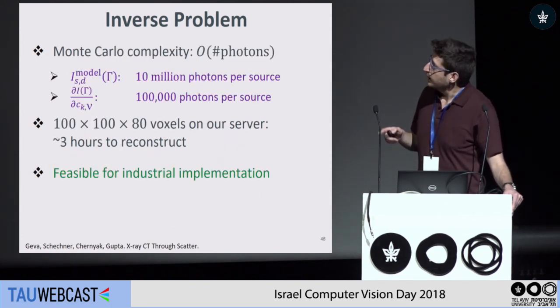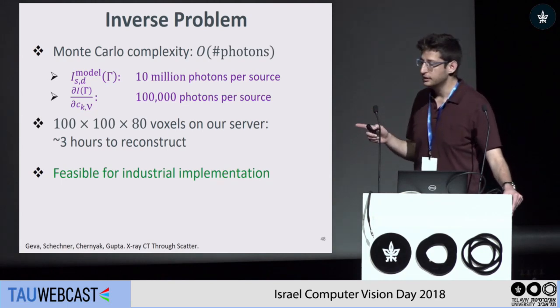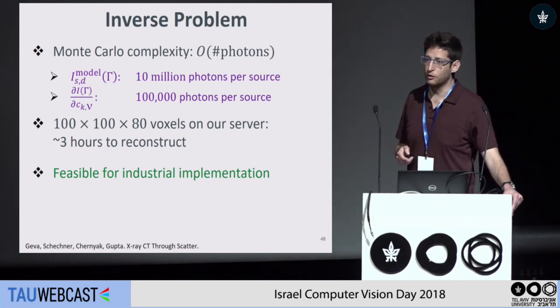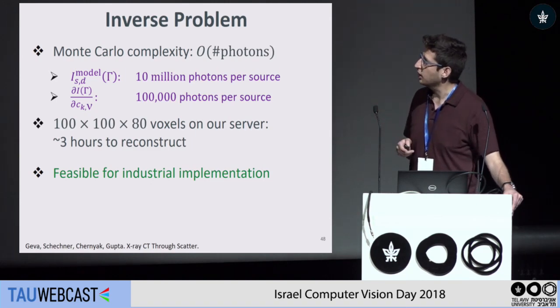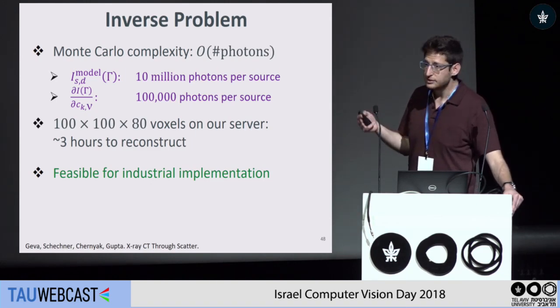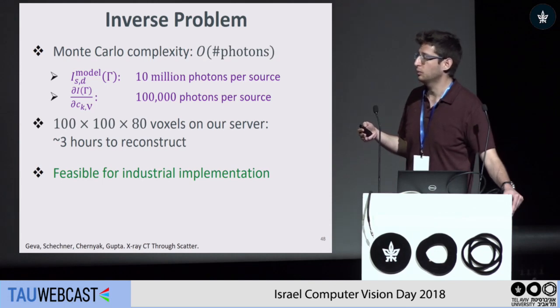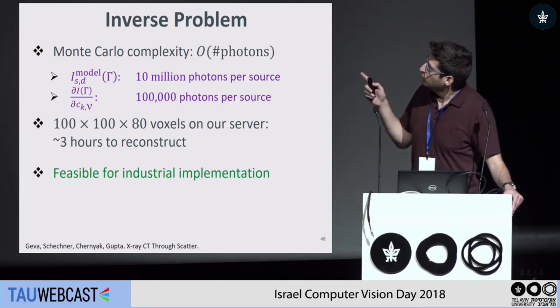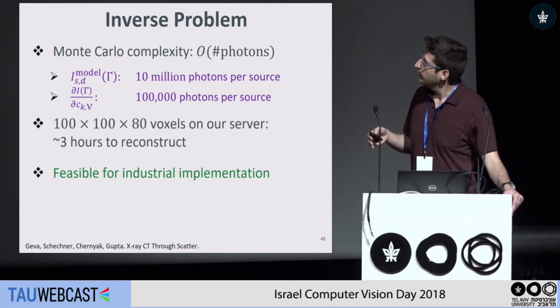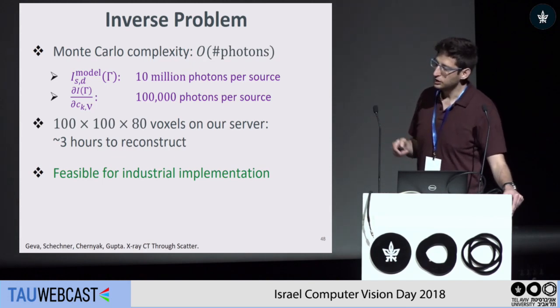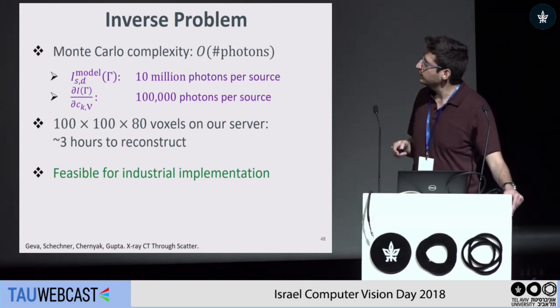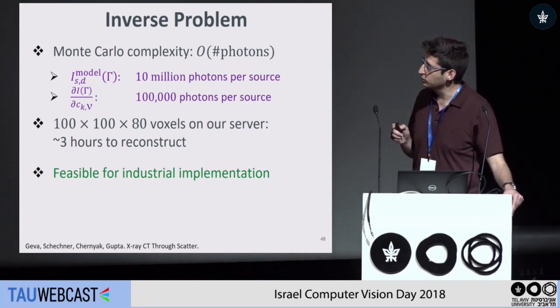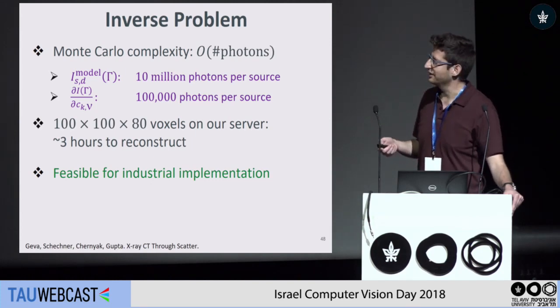Note that the time complexity to calculate the gradient is the same time complexity for calculating the forward model. They're both done using Monte Carlo, which means that the time complexity is linear with the number of generated photons. We use for each iteration 10 million photons to calculate the forward model and 100,000 photons per source to calculate the gradient. Reconstruction of a volume having 100 by 100 by 80 voxels on our local CPU server took around 3 hours, which means it's soon becoming feasible for industrial implementation.